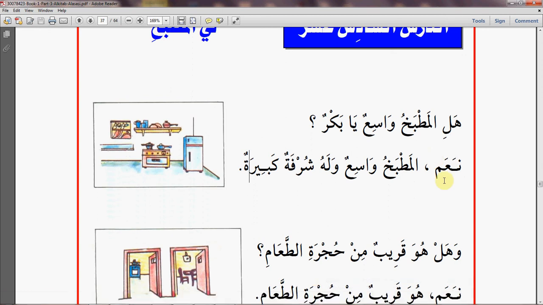Here Bakr confirmed that the kitchen is wide. That's why he said نعم المطبخ واسع وله شرفة كبيرة. Yes, the kitchen is wide and it has a big balcony. شرفة, balcony. كبيرة, we already know كبيرة is big.